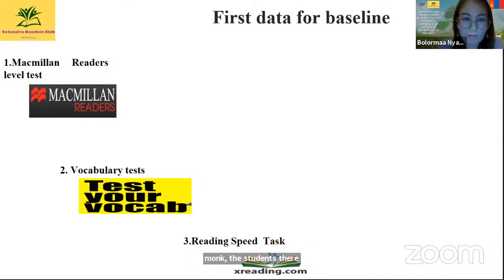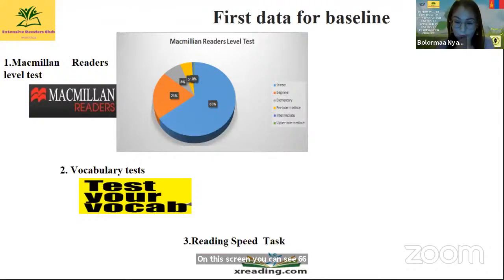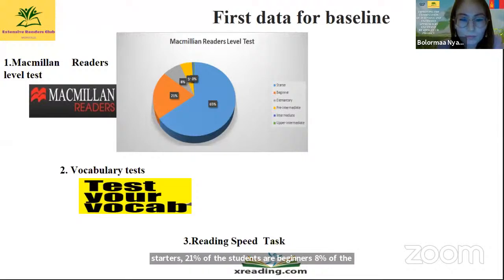The first one was the readers level test with Macmillan. The virtual library is our project platform, and it is comfortable for all to access at the same time or at different times. With the same guides, March 2021 was the month to conduct the basic 3 tasks with all 300 target students. The data shows, as you can see on the screen, that 65% of the 300 students were starters, 21% were beginners, 8% were elementaries, and 5% were pre-intermediates.